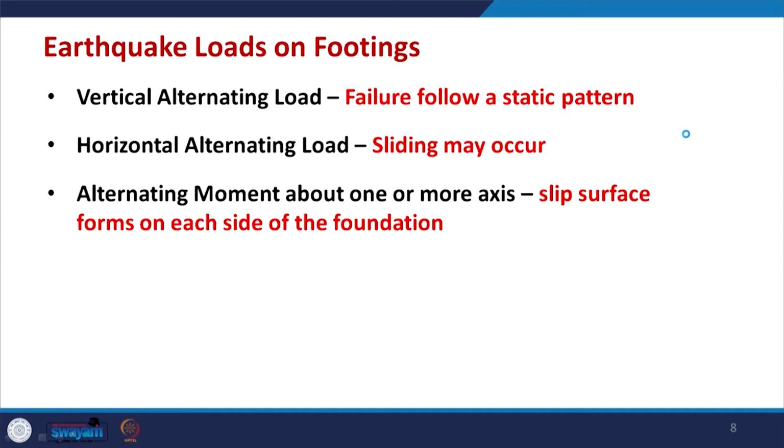After this pseudostatic analysis, the next one is to consider exclusive earthquake loads on footings. When we talk about earthquake loads, there could be vertical alternating load where failure follows a static pattern.